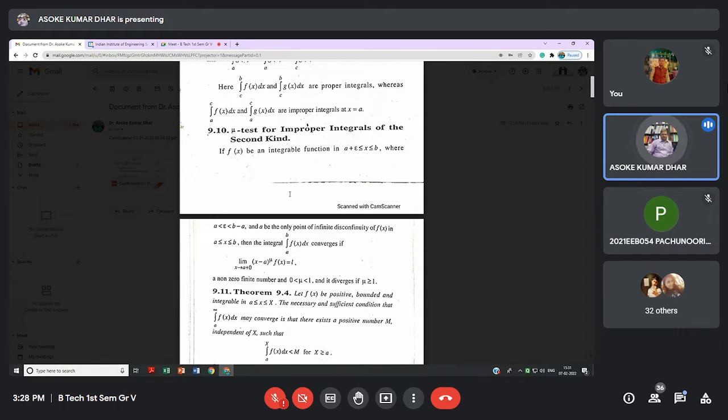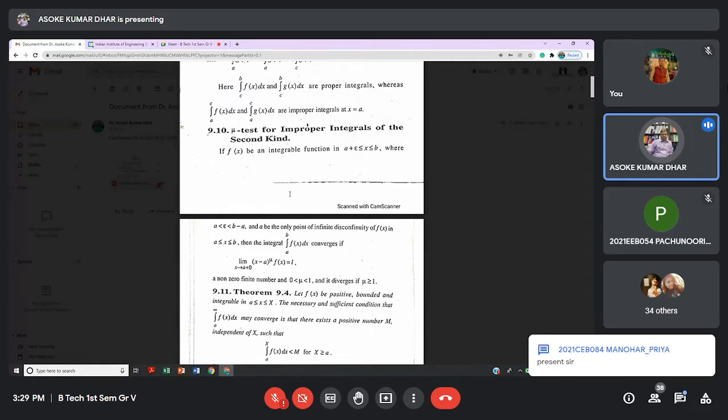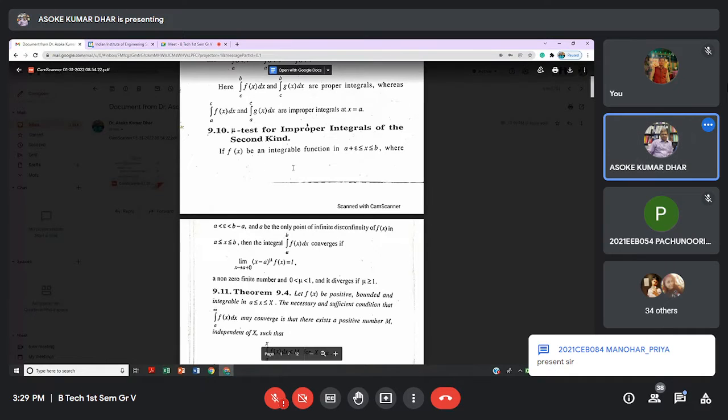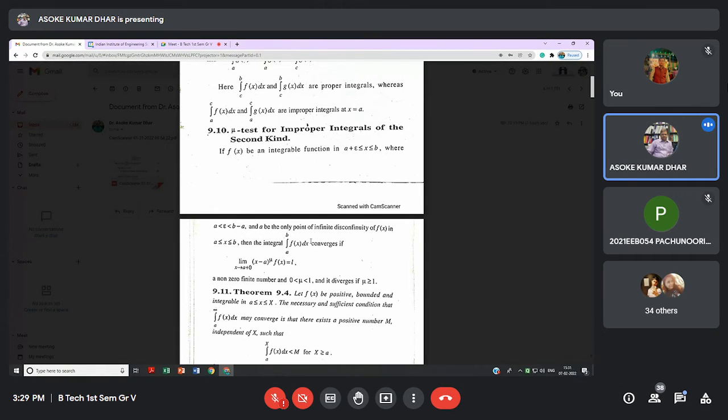The mu test is very important for solving so many important problems, and there are two mu tests for improper integral of first and second kind. First one is, if f(x) is an integrable function, and if we integrate the first kind, that is the range is finite, a to b f(x) dx. Now this converges provided limit of (x minus a) to the power mu, x tends to a plus 0, into f(x) is equal to L.